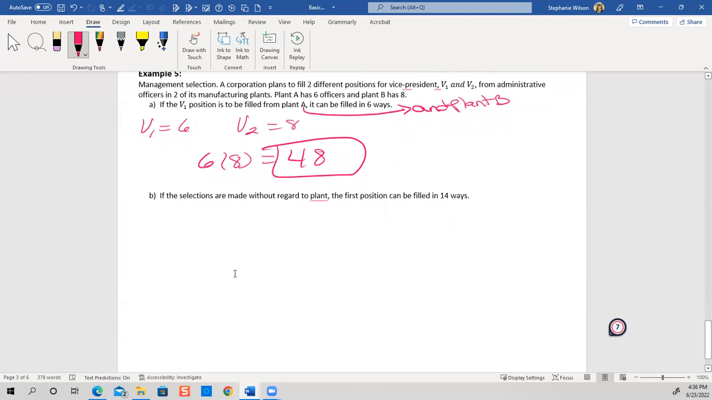B says, if the selections are made without regard to plant, the first position can be filled in 14 ways. The second position can be filled in 13 ways after the first position is filled. So what do I have? I have 14, but after the first position is filled, I now have 13. I can multiply those 2 together and I get 182 ways.